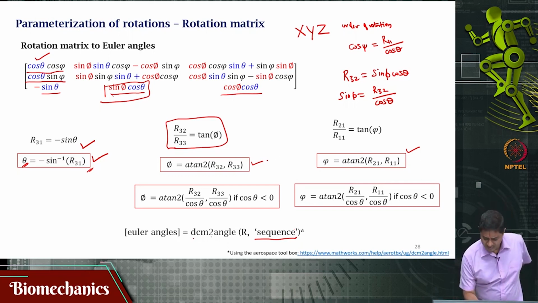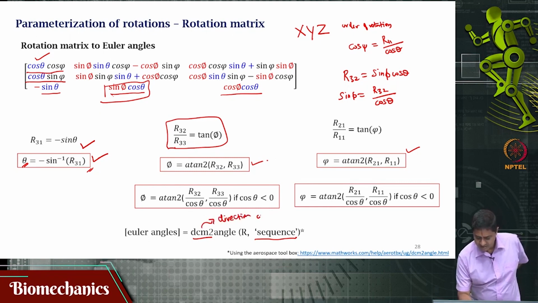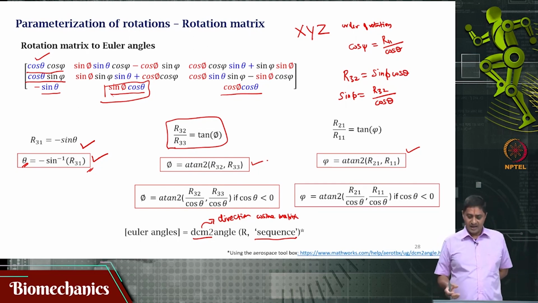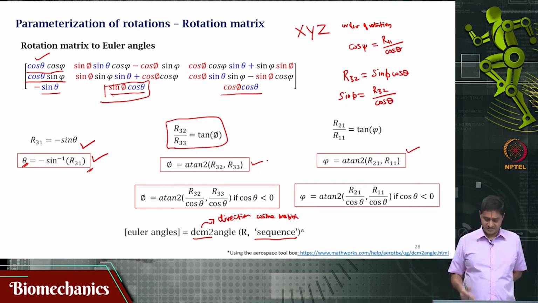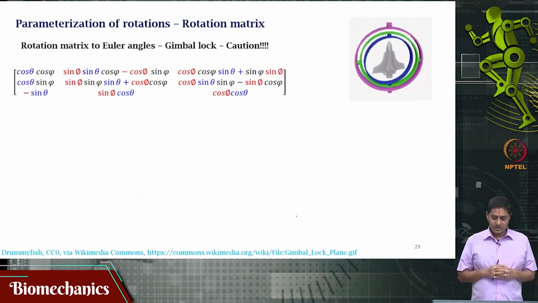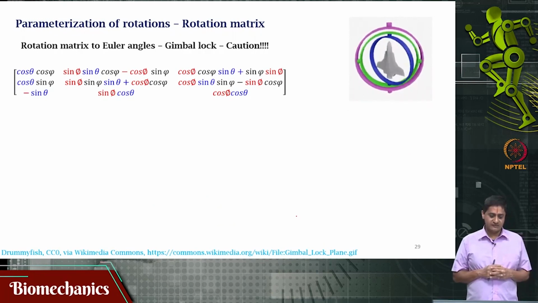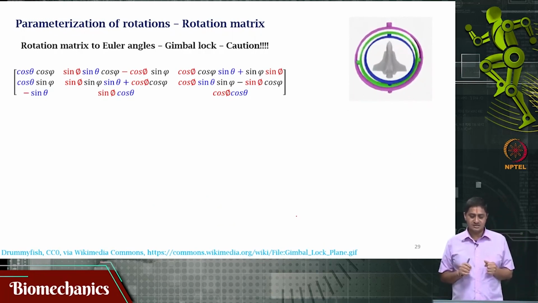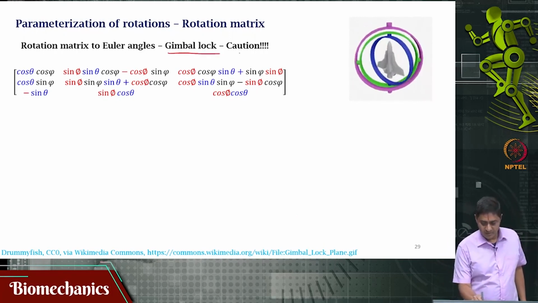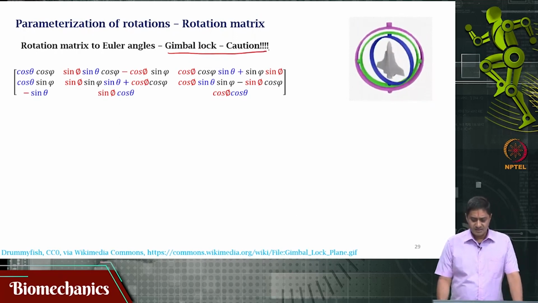What is this DCM? DCM is this matrix of direction cosines, or direction cosine matrix. Direction cosine matrix to angle is another way in which you can represent a rotation matrix. There is an issue that comes when you try to convert from a rotation matrix to Euler angles, that is gimbal lock. This is a problem that we will discuss in much greater detail in a future video.